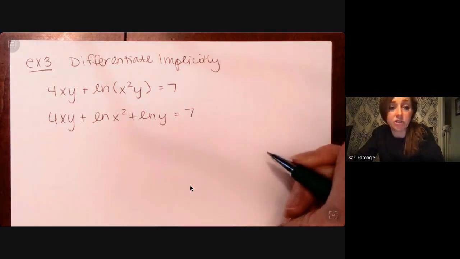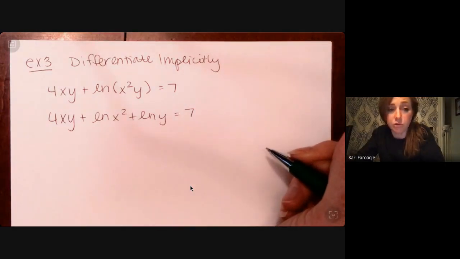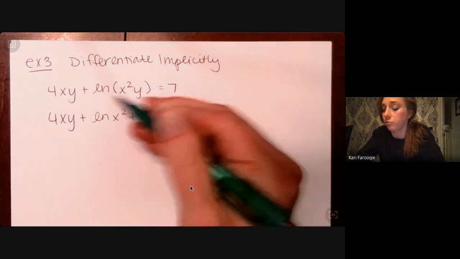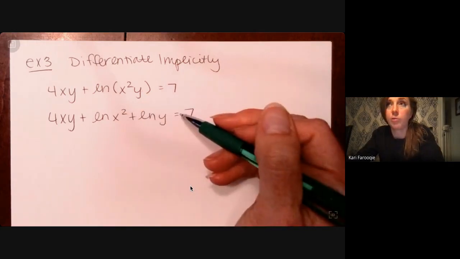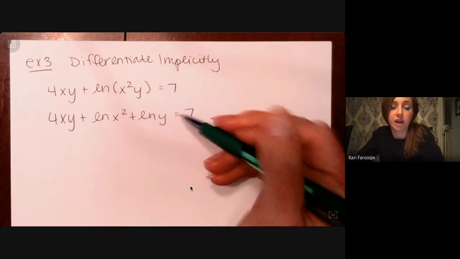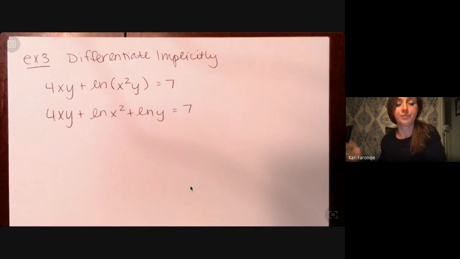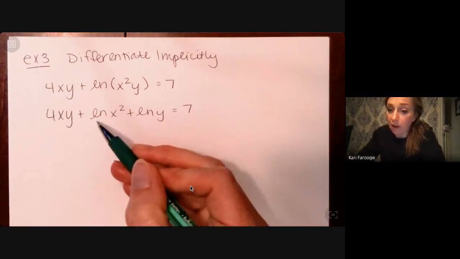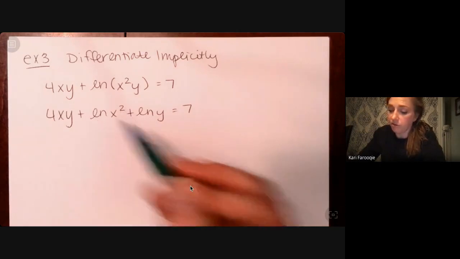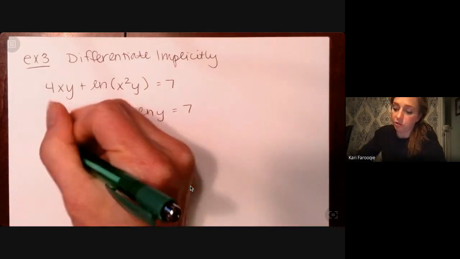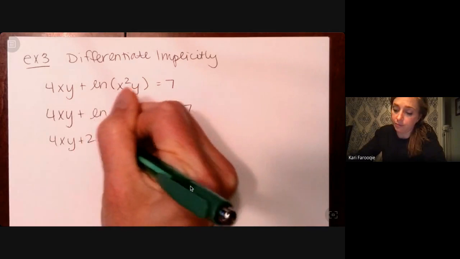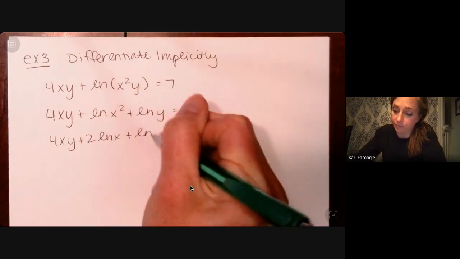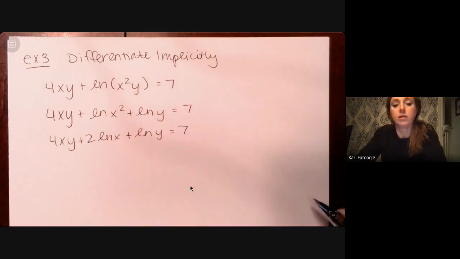Now I haven't actually taken a derivative yet. All I'm doing right now is just rewriting the expression so it helps me to have an easier time taking the derivative. You might also want to use that power rule for logarithms to pull this 2 out of the exponent and bring it in front of the logarithm. Now you're going to have a much easier time taking the derivative implicitly.